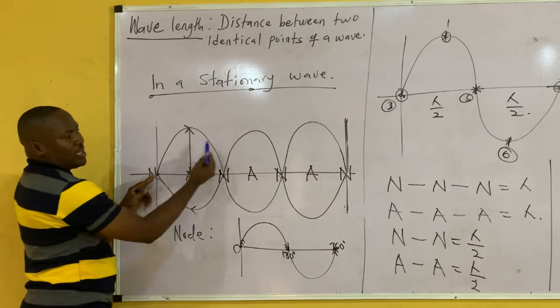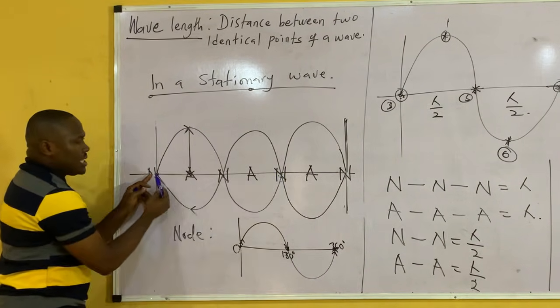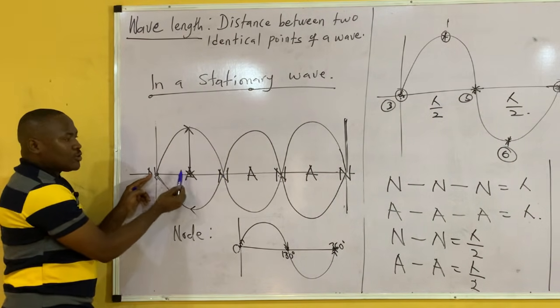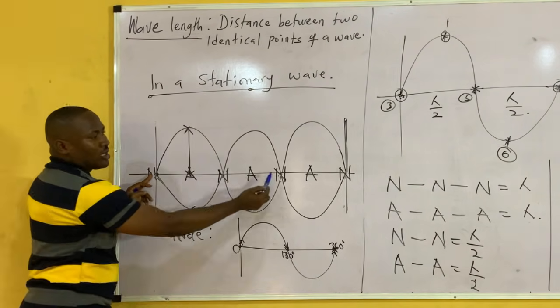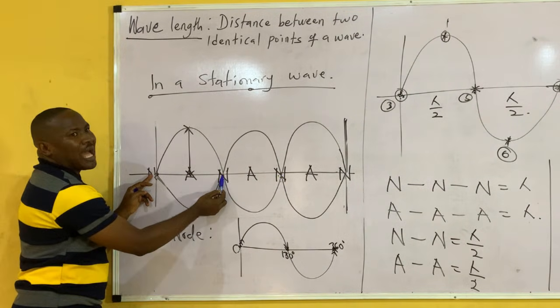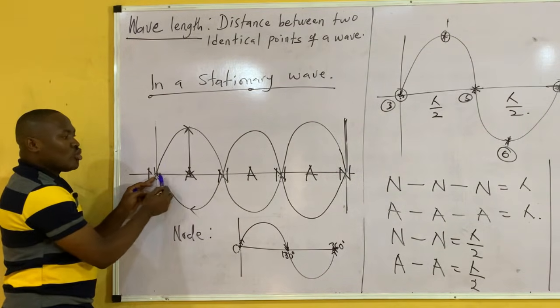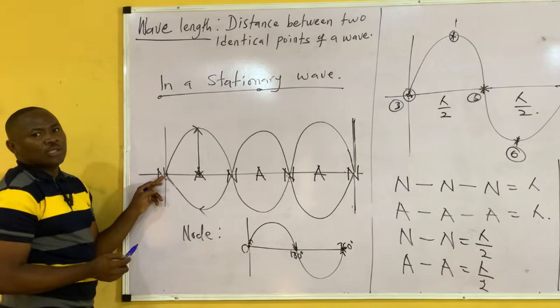If here to here is one circle, which is a full wavelength, here to here will be half the wavelength, while here to here will be one quarter the wavelength. I repeat again, here to here is a full wavelength, here to here will be half the wavelength, that's node to node. Then while here to here, node to antinode, is lambda over 4, which is one quarter the wavelength.